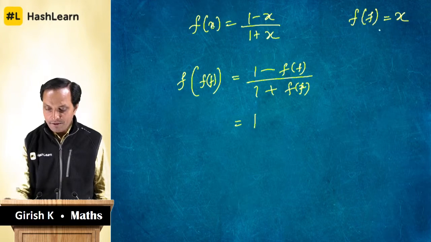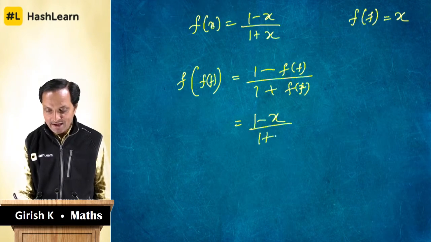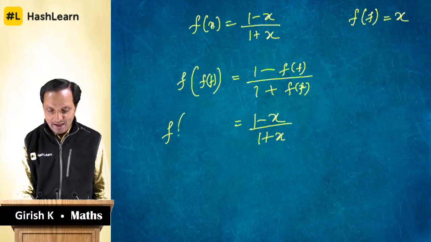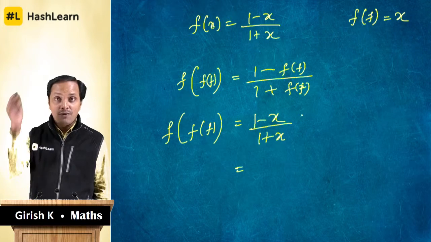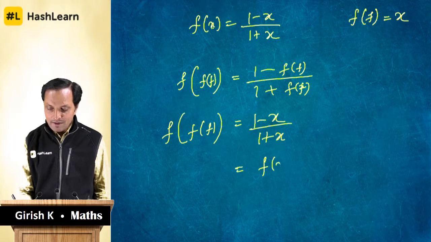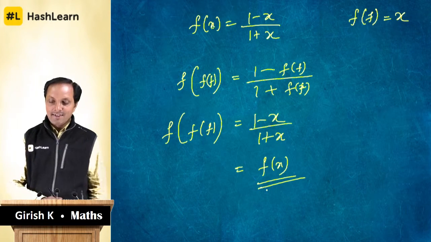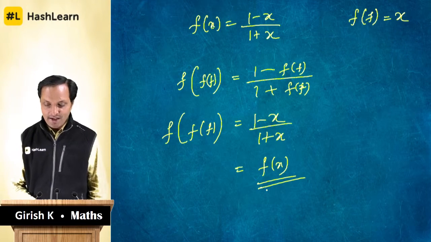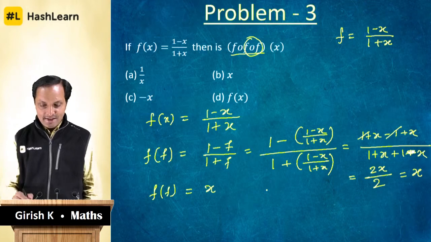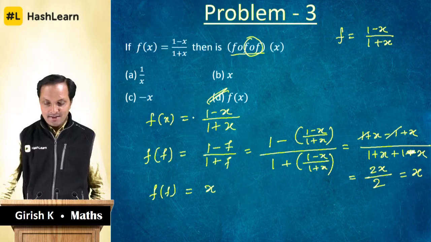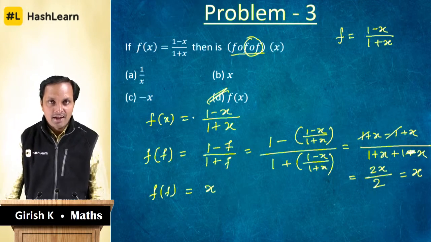So what is f of f? You have got 1 minus x by 1 plus x. So similarly यहाँ पे substitute करने के बाद we are getting the same function as the given function f of x. The given function f of x we are getting. Therefore you should mark the answers as option D. That is f of x.